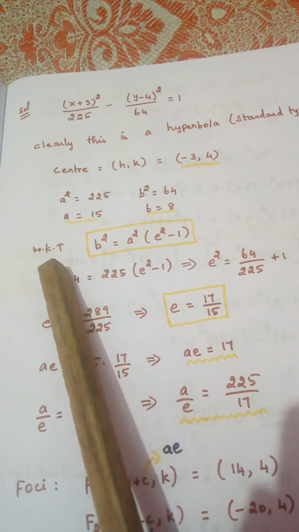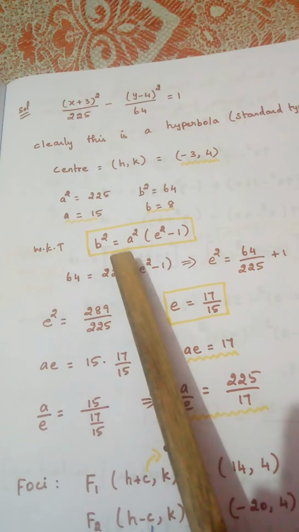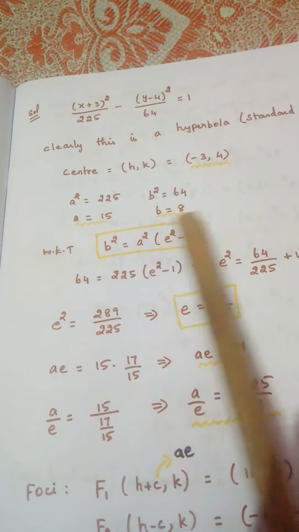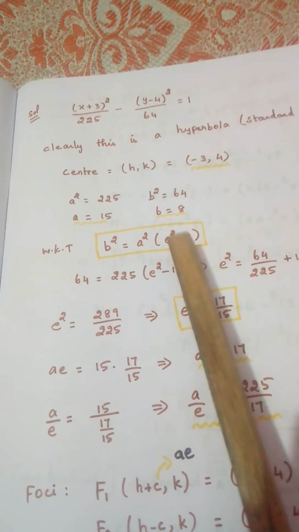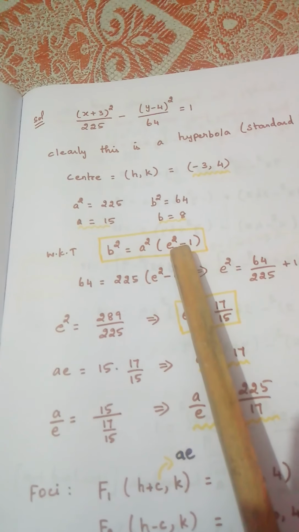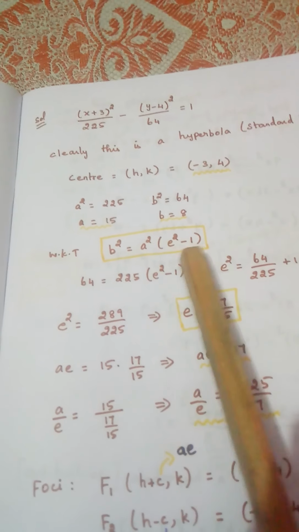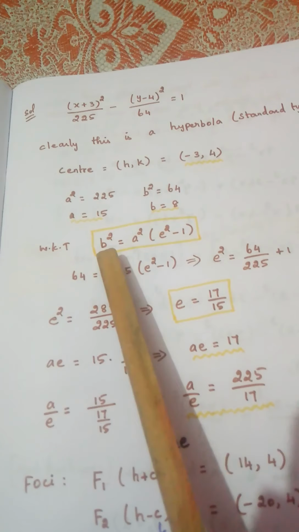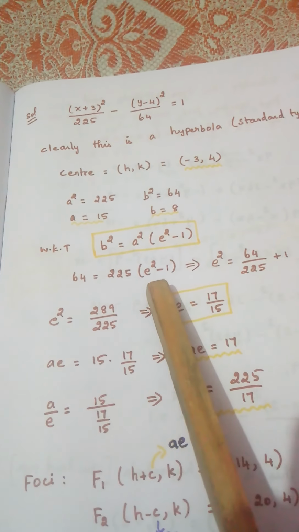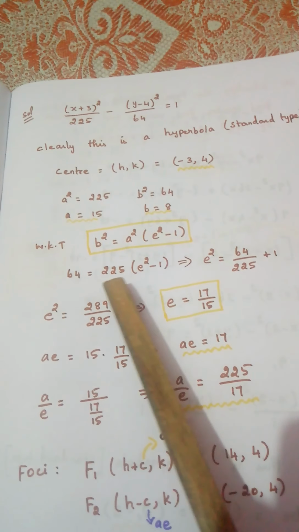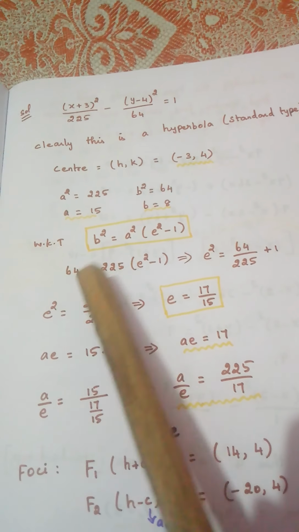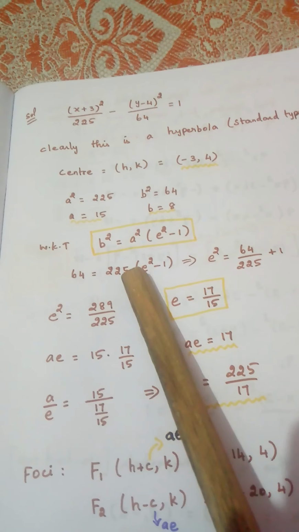What will we do next? We will write the formula. B square is equal to a square into e square minus 1. Why are we writing this formula? Because to find the eccentricity. We know a square and b square. Next we want to find what e is. That is why we are writing this formula. Substitute the values. B square means 64, a square means 225 into e square minus 1. Now tell me whether it is right. Is it right or not? First I should bring this 225 to the other side. Multiply becomes division.